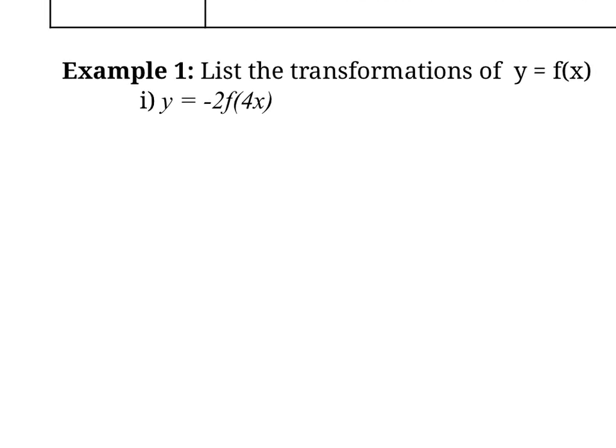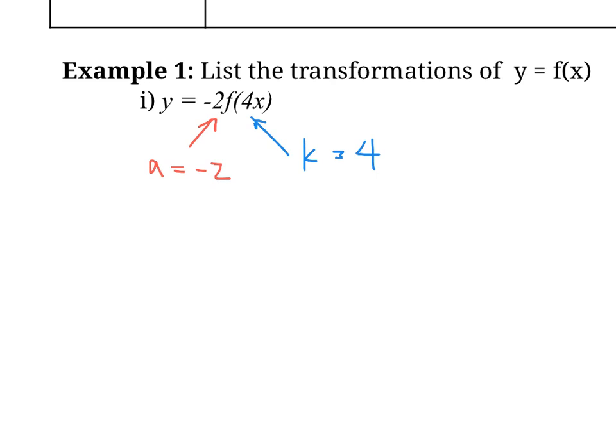So, first of all here, this function here, y is equal to negative 2f of 4x. So we actually don't know what f of x is in this case. It could be a quadratic, could be a square root function, could be anything. It doesn't really matter. We're just asked to list the transformations. So what transformations do we have here? We know we have this value here, which is negative 2, right? So this is the a value, right? Because it's out in front. And what other value do we have? We have this 4, right? And that's inside the brackets, inside our f, our function, right? So that is going to be our k value.